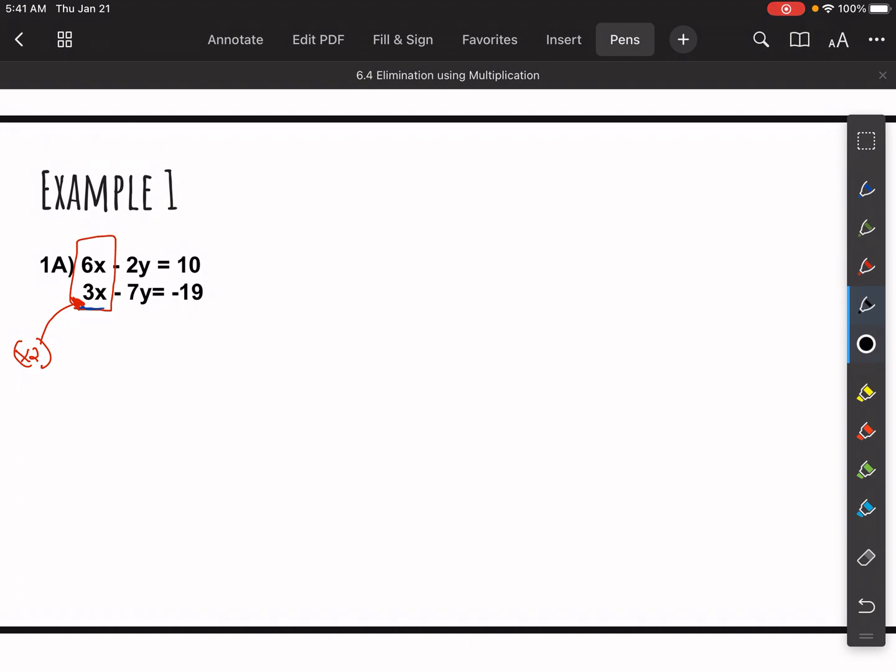So what I'll do is multiply that bottom equation by 2, but I'm going to keep the first equation the same: 6x minus 2y is equal to 10. And now for the second equation, I'm going to multiply everything by 2. So 6x minus 14y equals negative 38.